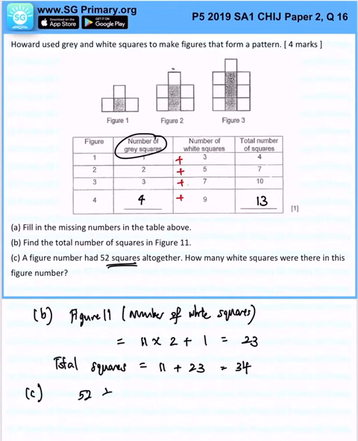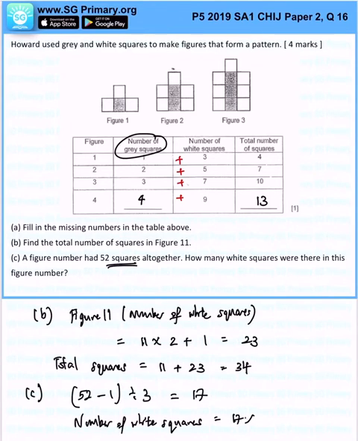52 minus 1, divided by 3, that will give us 17. And we do know that to get the number of white squares, it would be 35. So that is the answer for this question.